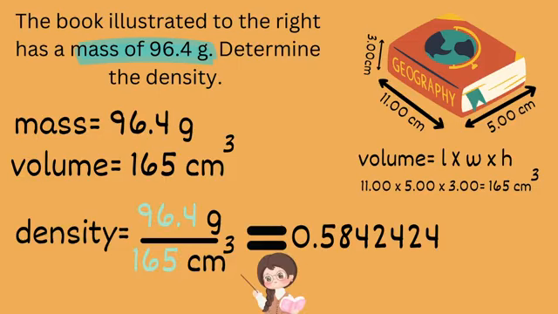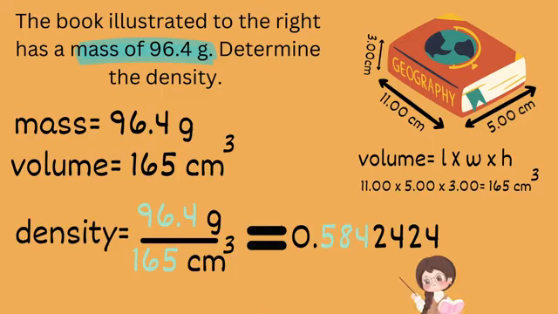So both 96.4 and 165 have 3 significant figures in their numbers. So our answer is also going to have 3 significant figures. So our answer is 0.584 because 584 are our 3 sig figs or significant figures. Also, don't forget to round the last number if needed. So for example, if it was 0.5846, then our answer would be rounded up to 0.585.